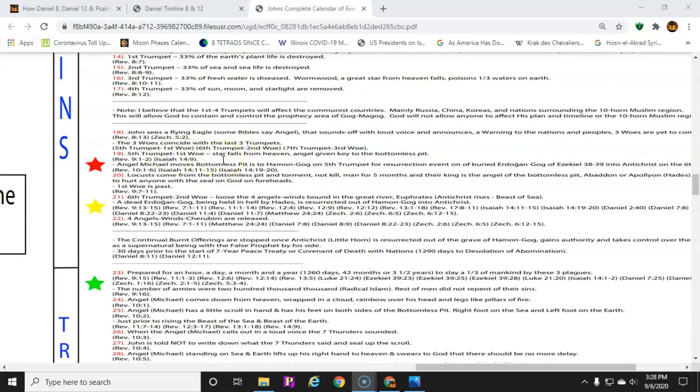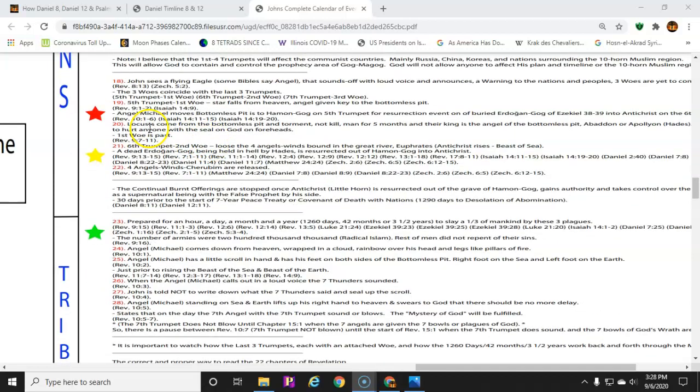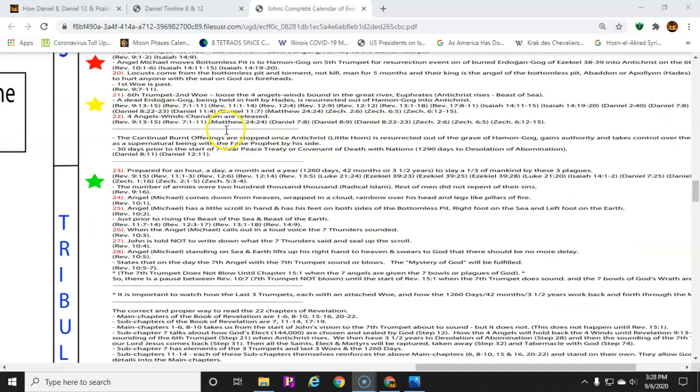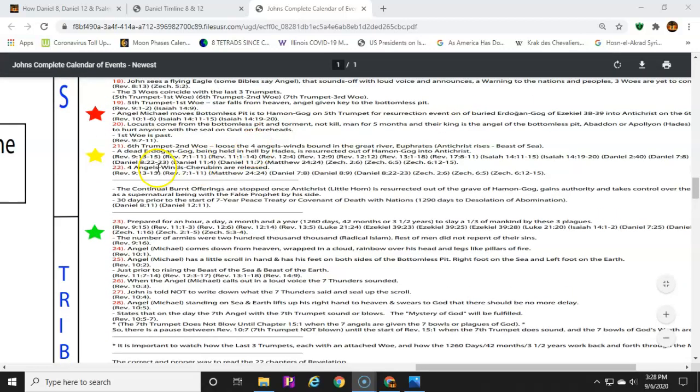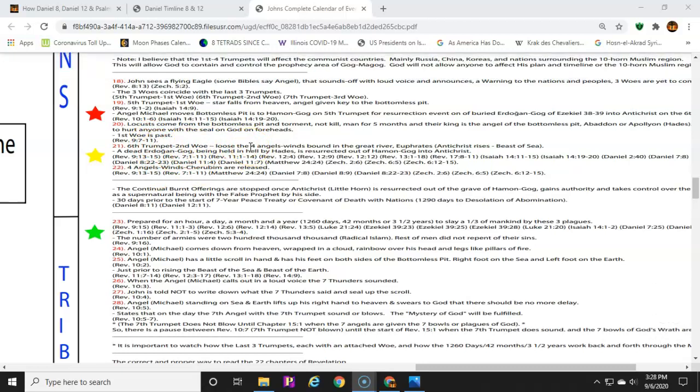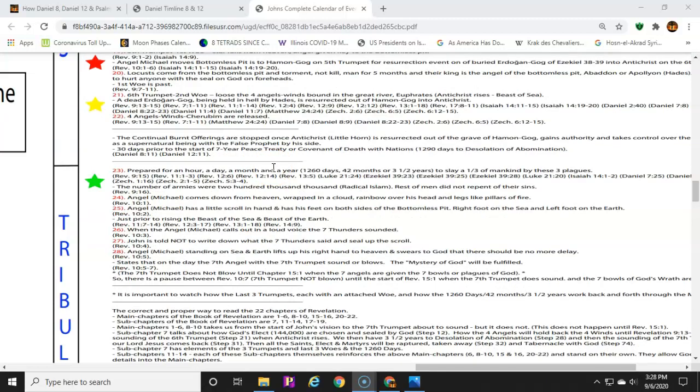The bottomless pit opens. Step 20 is the locusts come out of the bottomless pit, and they sting the men who don't have the seal of God for 5 months. Go to step 21, we start to see the 6th trumpet, Antichrist rises, and the second woe occurs, and we start to see this resurrectional event. And then look what happens.